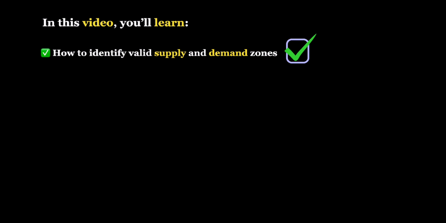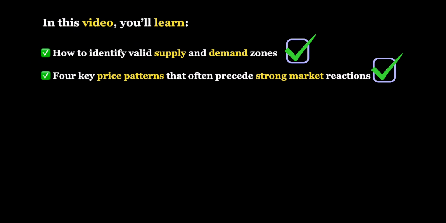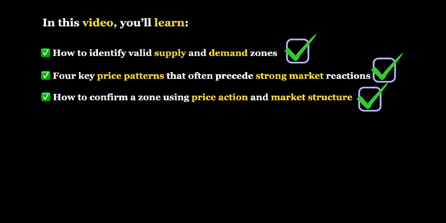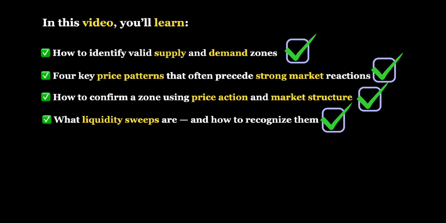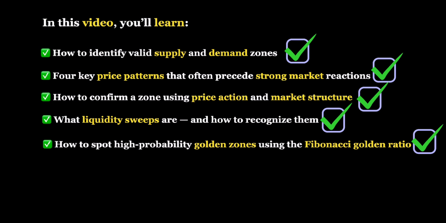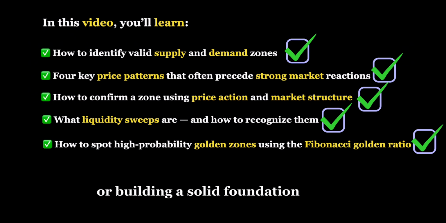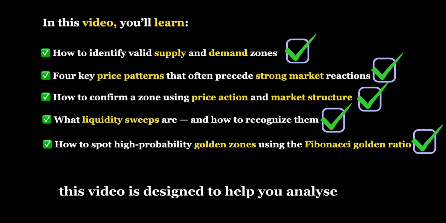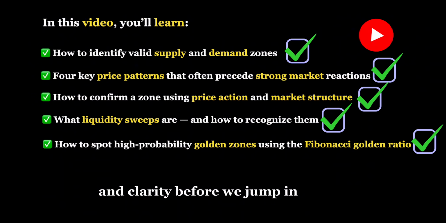In this video, you'll learn how to identify valid supply and demand zones, 4 key price patterns that often precede strong market reactions, how to confirm a zone using price action and market structure, what liquidity sweeps are and how to recognize them, and how to use Fibonacci retracement levels to refine your zones and improve your trade planning. Whether you're refining your strategy or building a solid foundation, this video is designed to help you analyze the market with greater confidence and clarity.